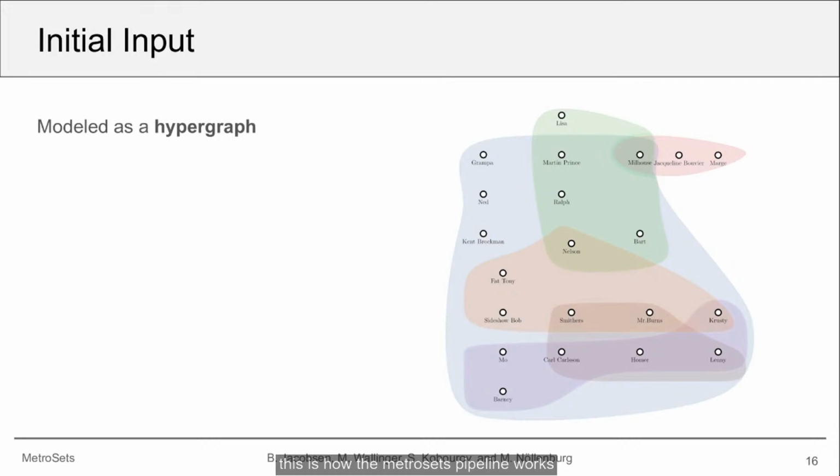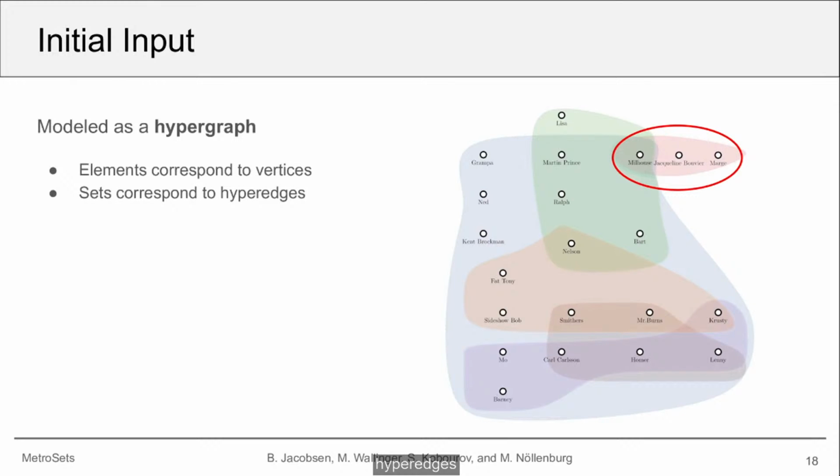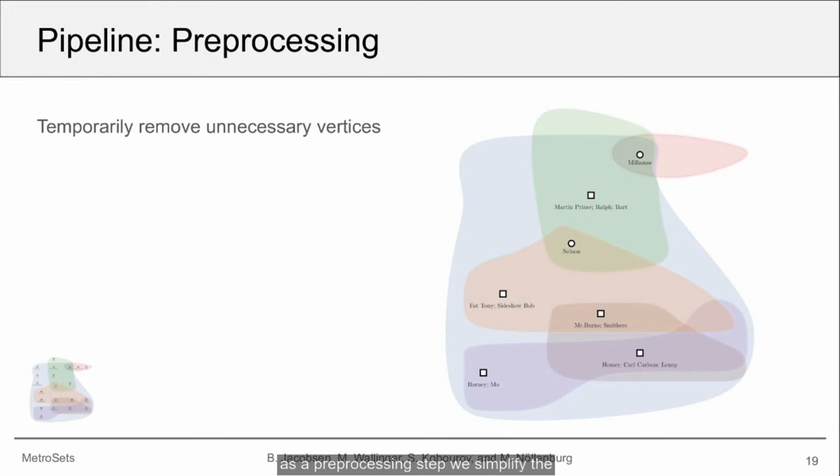This is how the MetroSets pipeline works. First, we upload the dataset, which we model as a hypergraph. Hypergraphs generalize simple graphs by allowing edges to contain any number of vertices. In the hypergraph model, elements in the dataset correspond to vertices, and sets correspond to hyperedges. As a pre-processing step, we simplify the input hypergraph by temporarily discarding all vertices which belong to a single hyperedge, and merging together vertices that belong to the same hyperedges. This helps reduce the size of the problem while preserving the essential structure of the input.